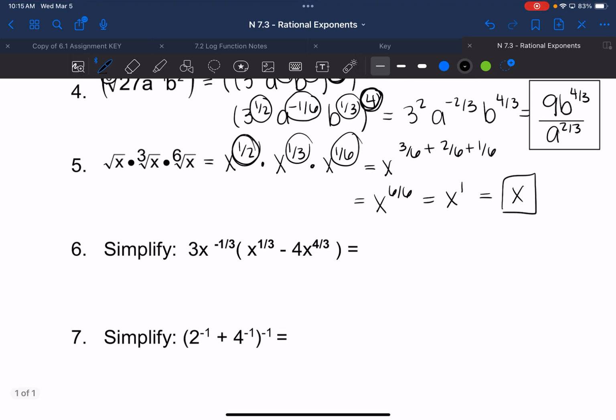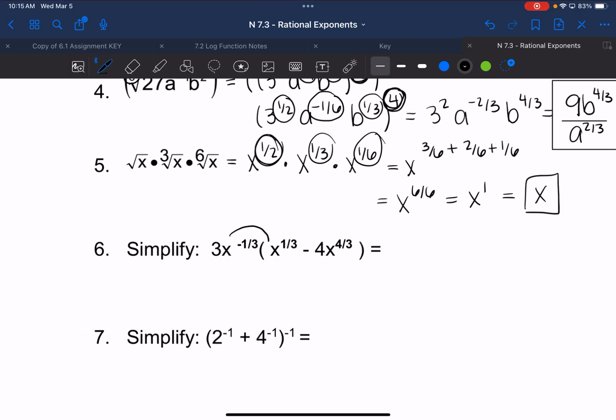Okay. Number 6. What are we going to need to do on number 6? Distribute. Very good. Okay, so I'm multiplying. And again, when I multiply, what do I do with my exponents? Add them. Okay, so the understood number in front of this x is a 1, right? So I'm going to actually multiply the 3 times 1, which would give me 3. And then you said for the exponents, I'm going to add them. So that would be negative 1/3 plus 1/3. Yeah, so it'd just be 0, right? So x to the 0.